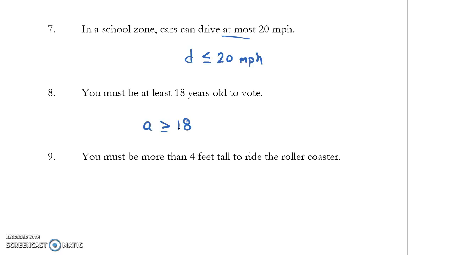School's right down the street from Six Flags. A lot of the roller coasters have restrictions on height. You have to be a certain height in order to ride the roller coaster. An example might be you must be more than 4 feet to ride the roller coaster. That means your height needs to be greater than 4 feet. So these are all inequalities that are out there that we see on a daily basis. We don't always represent them with these symbols, but we can.